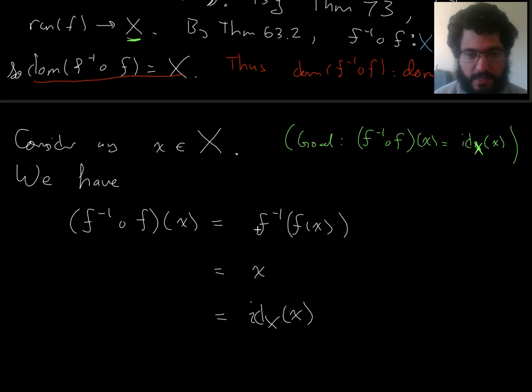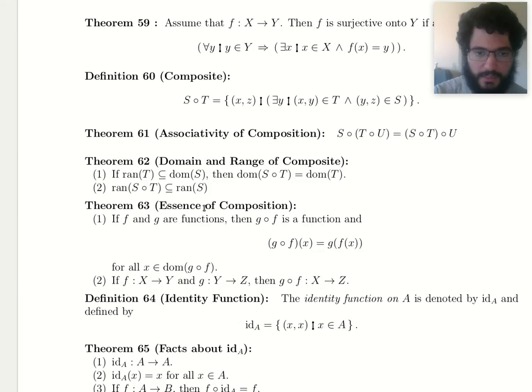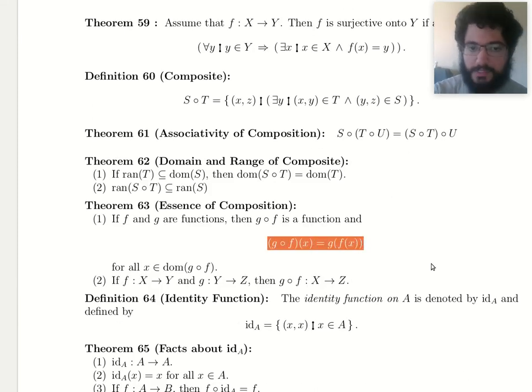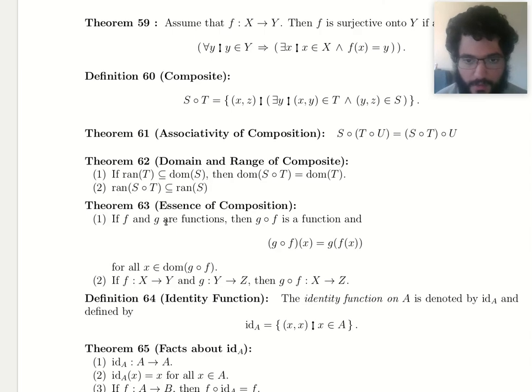Okay, so what justifies from here to here? That's definitely essence of composition, right? So back to essence of composition. Over here, theorem 63, part 1, that's what tells us that this is how composition operates. So I think the justification will be theorem 63.1, but hang on. There are hypotheses in that theorem. So I need to check that everything works.